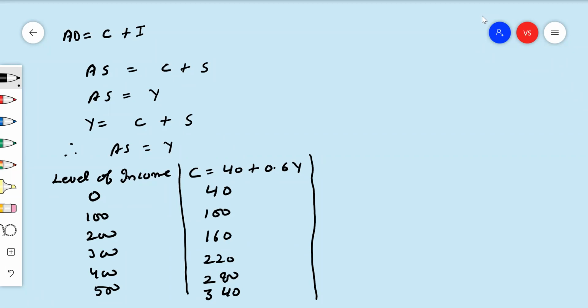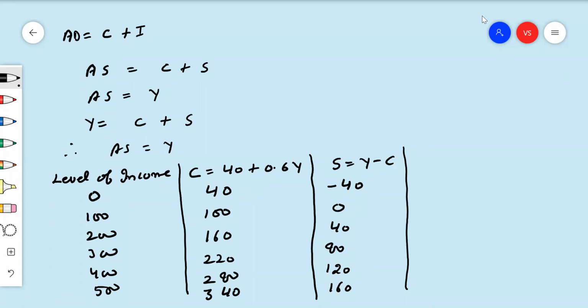So see, now if you know the income and the consumption, you can find saving. Suppose your income was 0 and you consumed 40, so saving is Y minus C. Listen again, saving is Y minus C. So that means 0 minus 40, it is minus 40. Now 100 minus 100, 0. 200 minus 160, it's 40. Now 80, 120, and 160. So this is your savings.